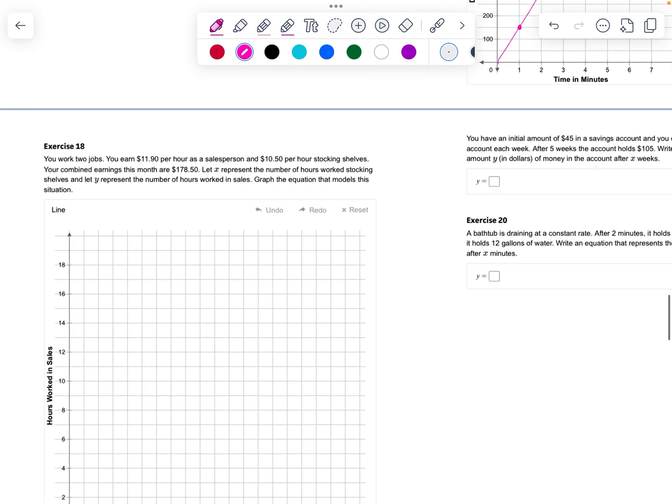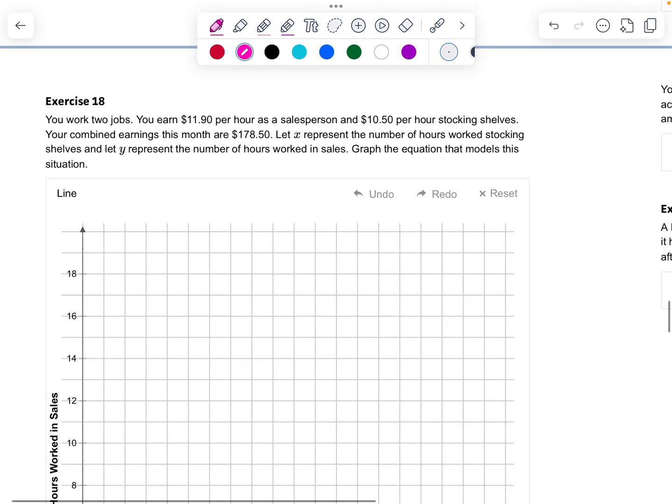Two more. Let's see if we can get these done quick. You work 2 jobs. You earn $11.90 per hour and $10.50 per hour stocking shelves. Your combined earnings this month were $178.50. Let X represent the number of hours worked stocking shelves. So X is stocking shelves. Let Y represent the number of hours worked as a sales. So this is your Y. Graph the equation. And you know the total.